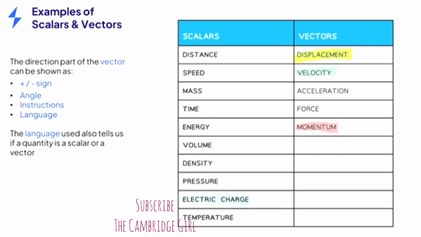Don't be fooled by quantities such as electric charge either. Whilst charge can be positive and negative, this is related to the magnitude of the quantity and not the direction of a moving charge. Memorize these most common vector quantities ready for your exam.